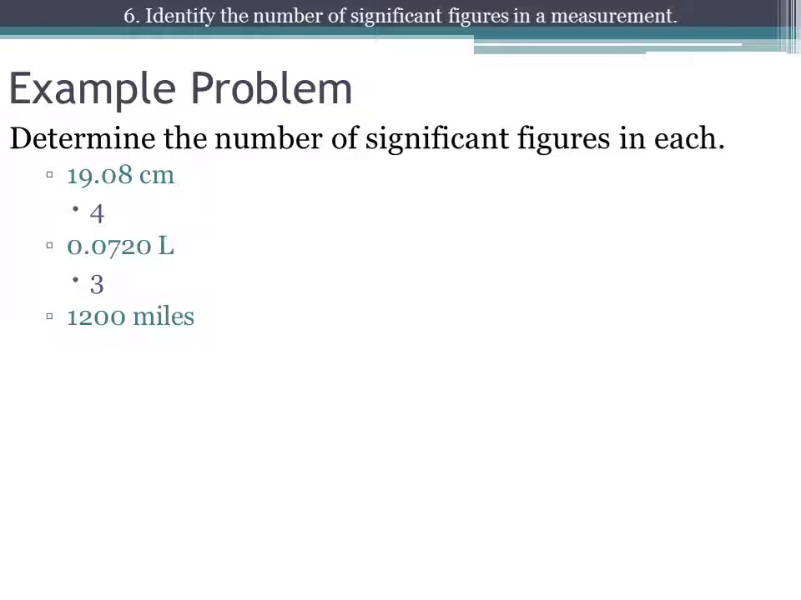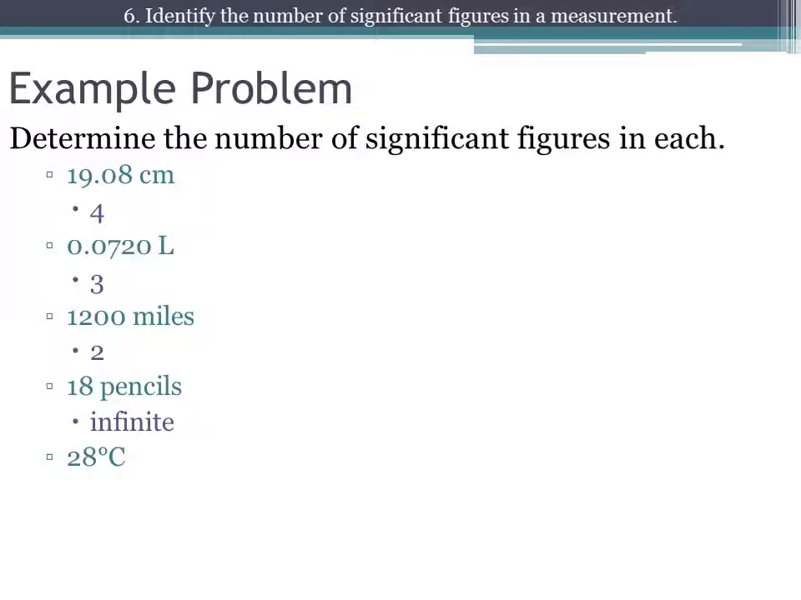1,200 miles. The 2 zeros are here to hold the value of the measurement. They are placeholders. They were not known or estimated. So only the 1 and 2 are significant. So 2 sig figs. 18 pencils. That would be infinite. We would count the number of pencils. Just count them up. We don't have to measure it. There's no uncertainty there. There are exactly 18 pencils.